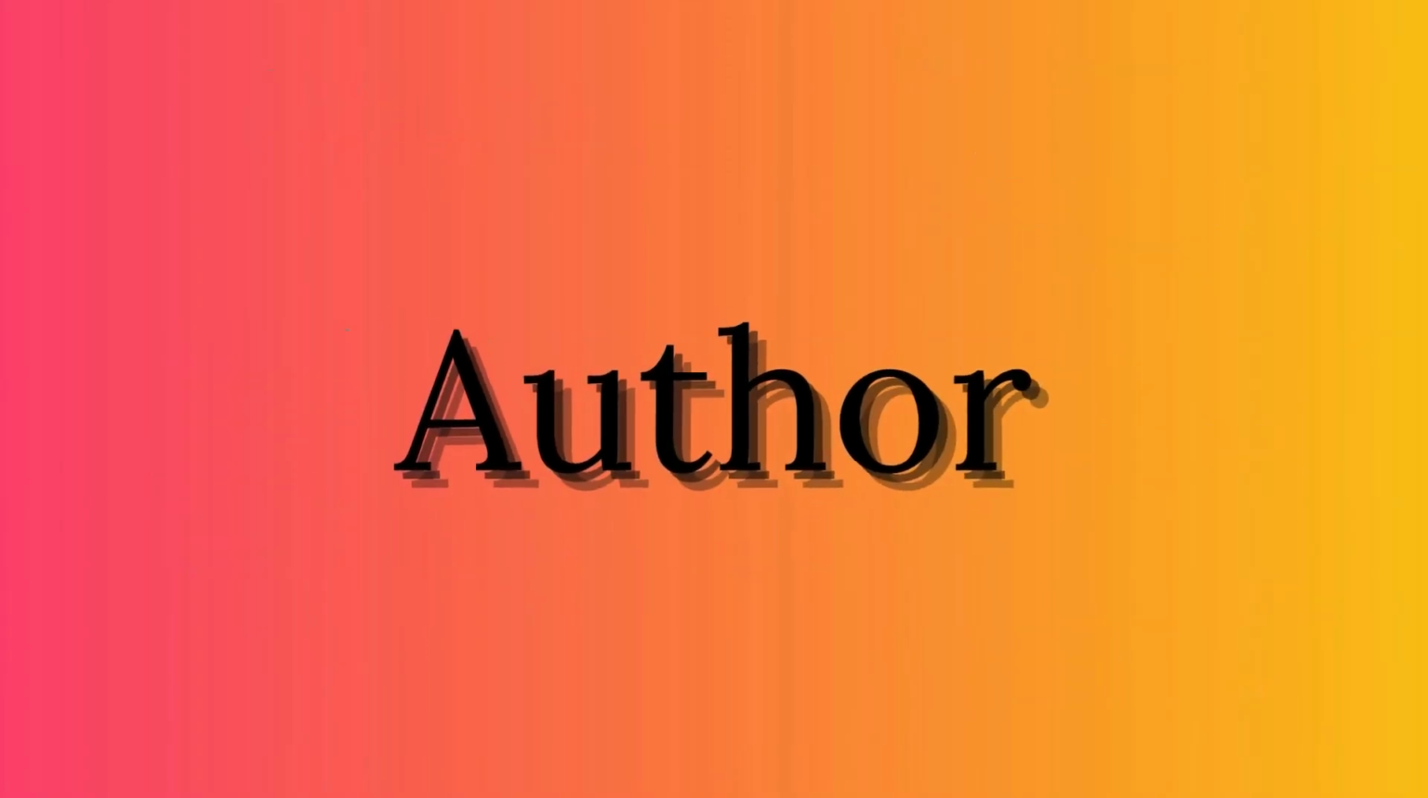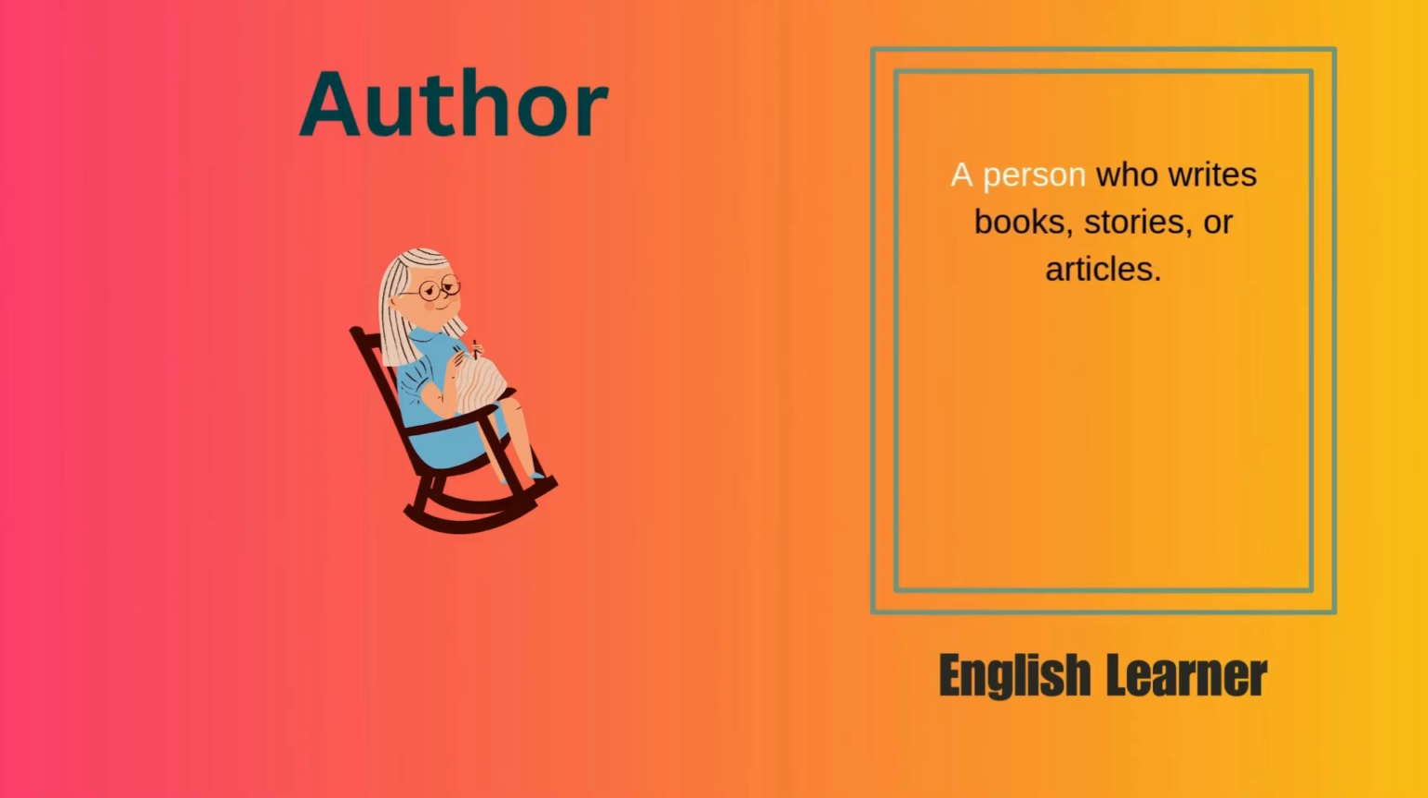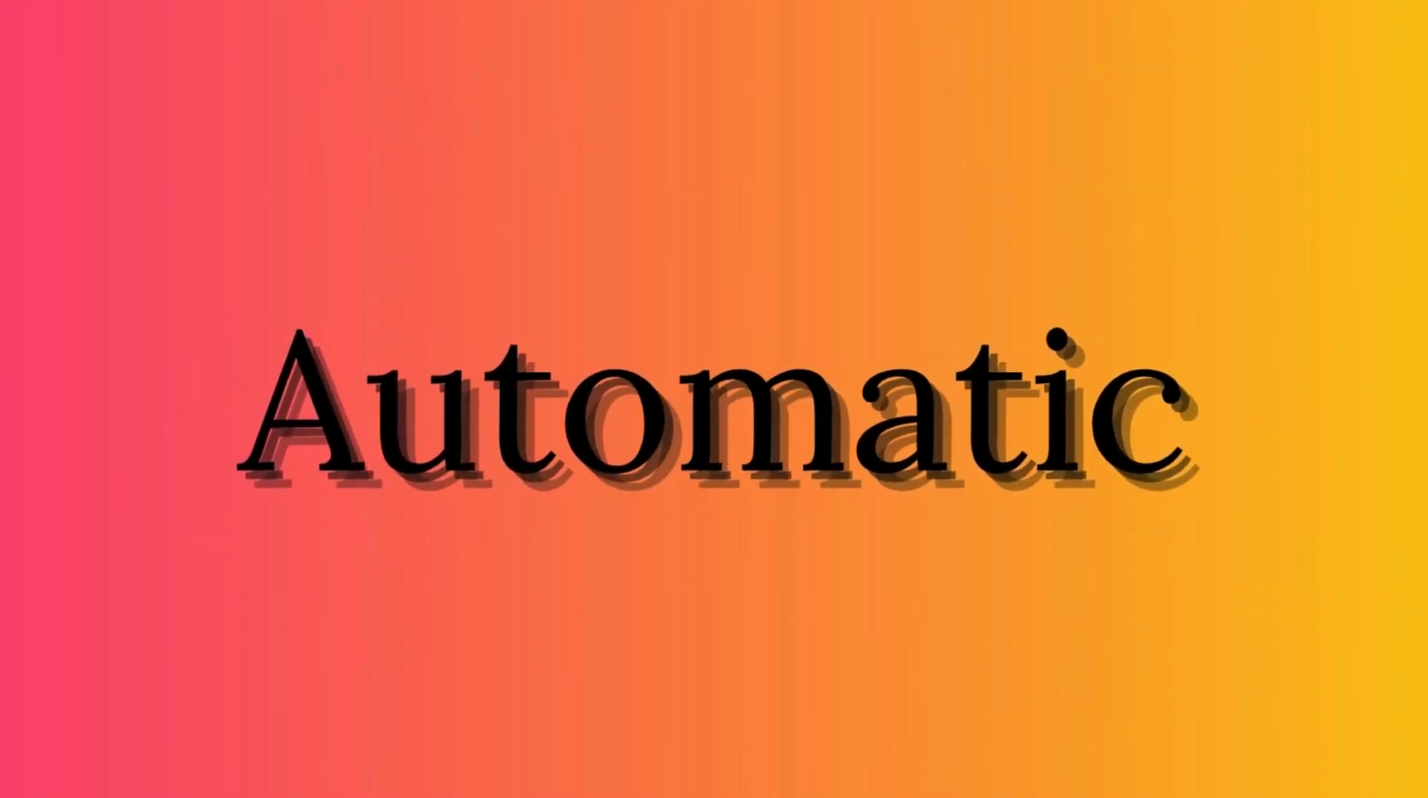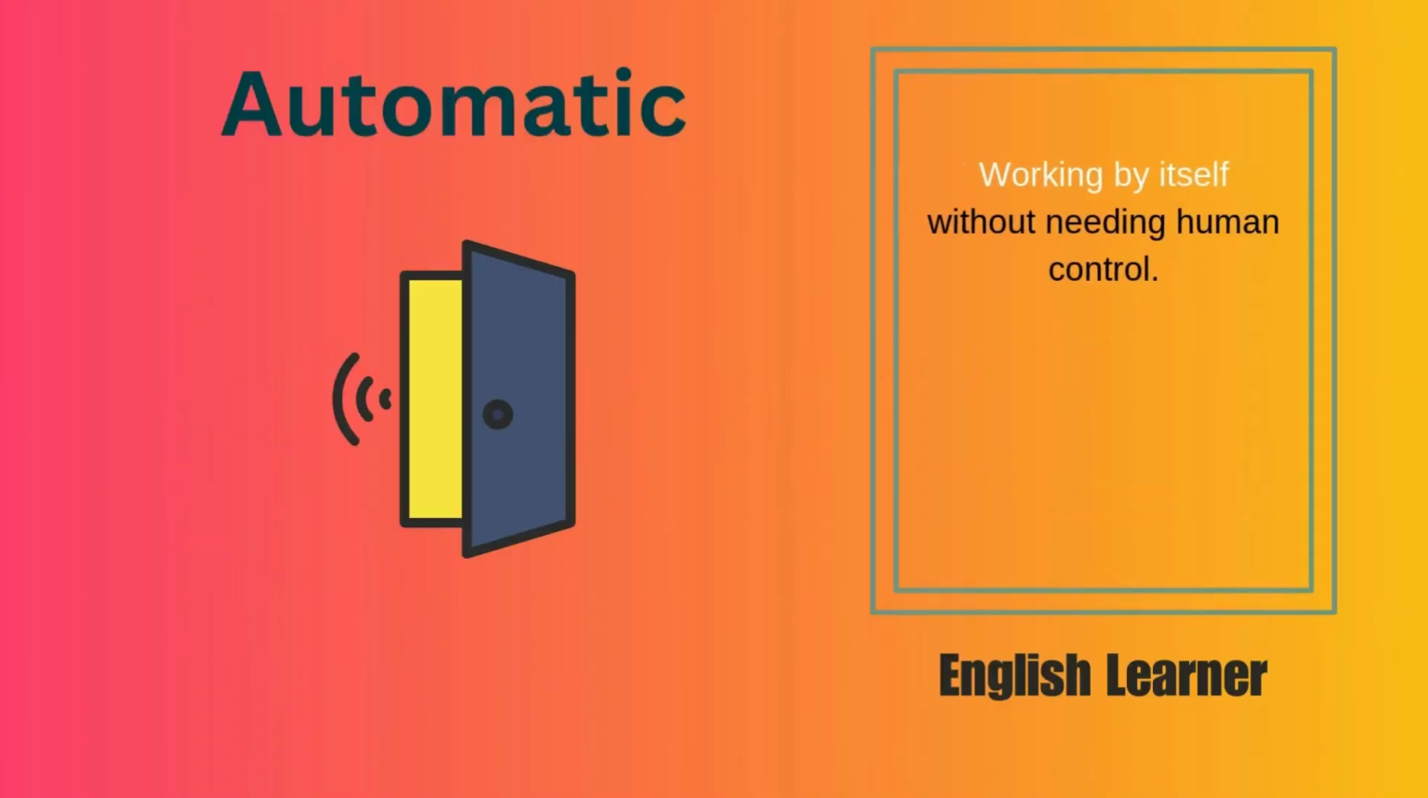Author. A person who writes books, stories, or articles. Example. J.K. Rowling is the author of the Harry Potter series. Automatic. Working by itself without needing human control. Example. The door is automatic and opens when you stand in front of it.